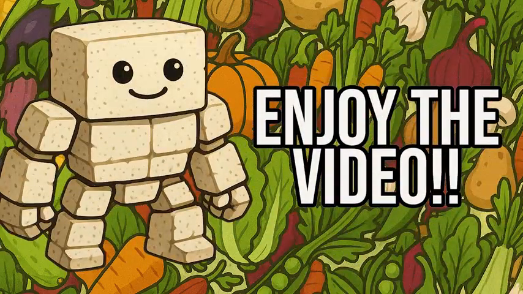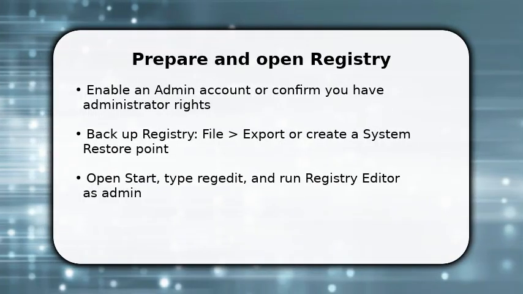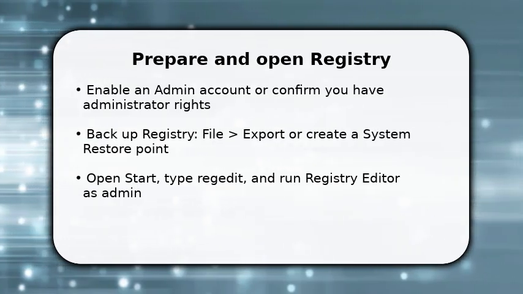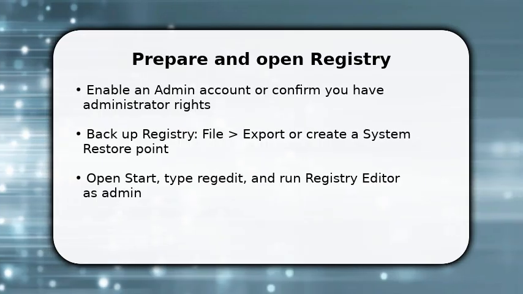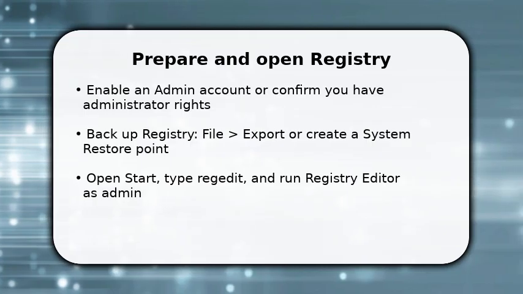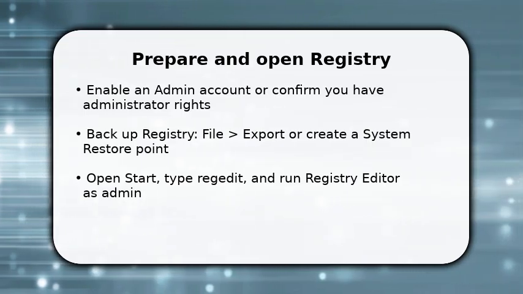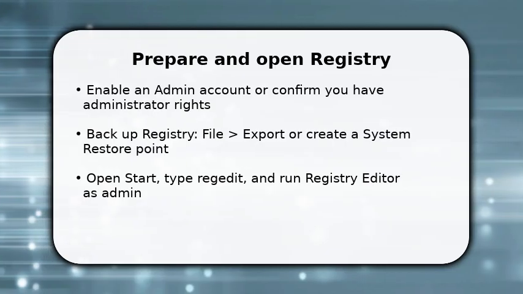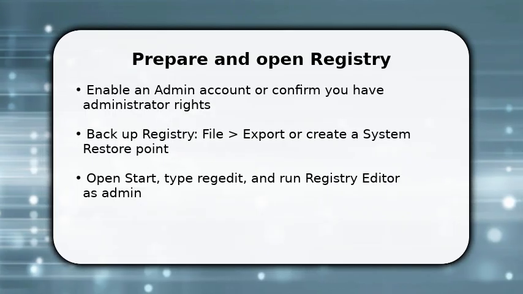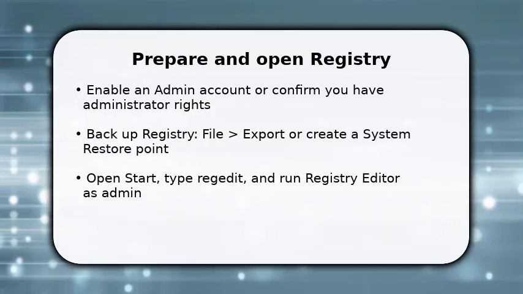Please enjoy the video. You start by ensuring you have administrator rights because this is the only supported way to change taskbar icon size. Once done, back up the registry or create a system restore point to undo changes if needed. Next, open Start, type regedit, and run Registry Editor as administrator. This gives you direct access to the keys you will modify.